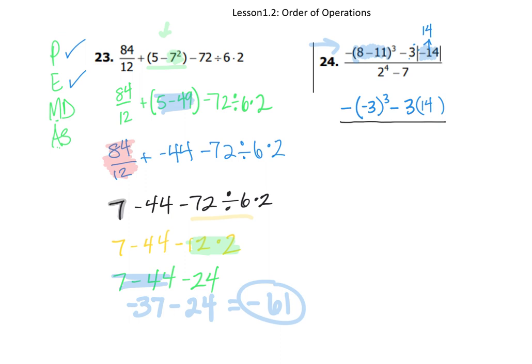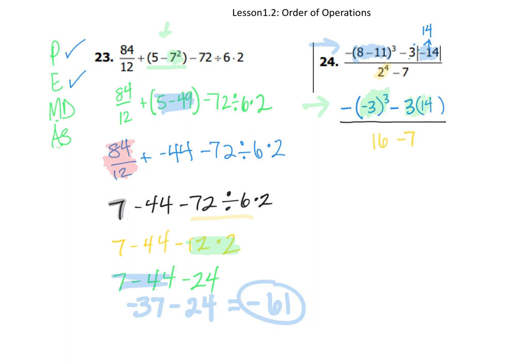Now we're going to look at our denominator. And in the denominator, I do not have any parentheses, so I check for exponents, and I have 2 to the 4th power. 2 to the 4th power is 16, and I bring down that minus 7. Okay, looking at my numerator, I still have some parentheses here, and what's acting on those parentheses is that exponent, that cubed. So we're going to do that piece next.